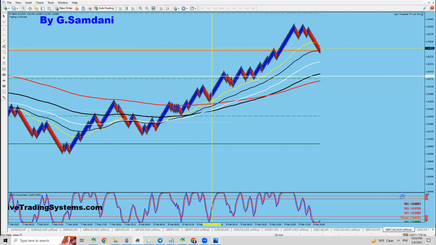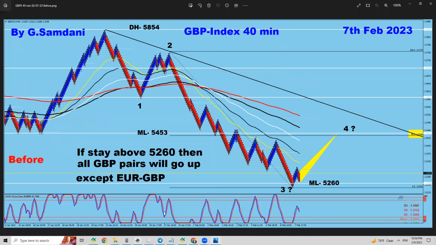So this is the power of the index, watching the index chart. And this is how I do my analysis and all of that. So if you want to learn how to do this and how to take the trades like that, it's easy. Once you learn it, it becomes easy.